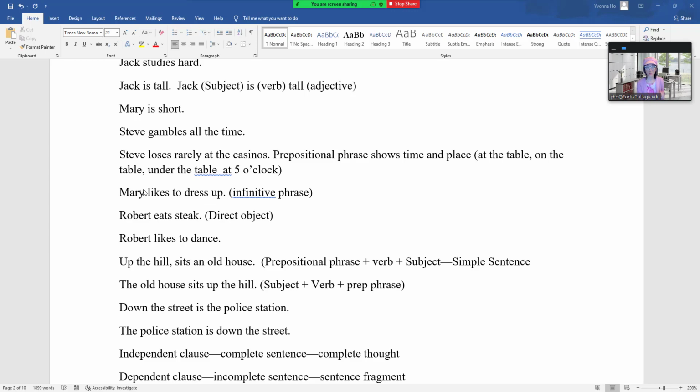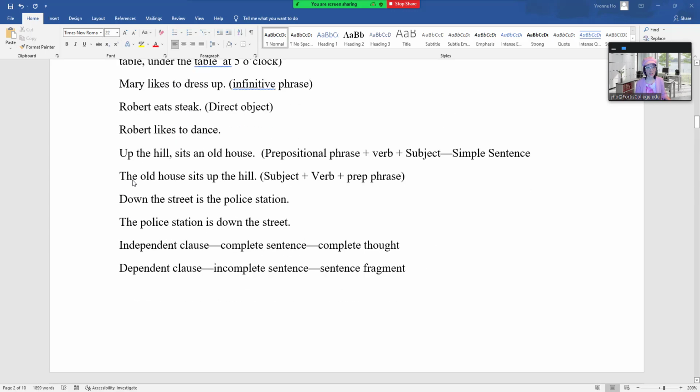So the basic structure of a simple sentence is subject, verb, object, with some variations when you add in an infinitive phrase, or sometimes you add in an adjective or a prepositional phrase. But basically a simple sentence is subject, verb, object. Up the hill, I did that one. So the old house, subject, sits, verb, up the hill, prepositional phrase. So subject, verb, prepositional phrase is a simple sentence.